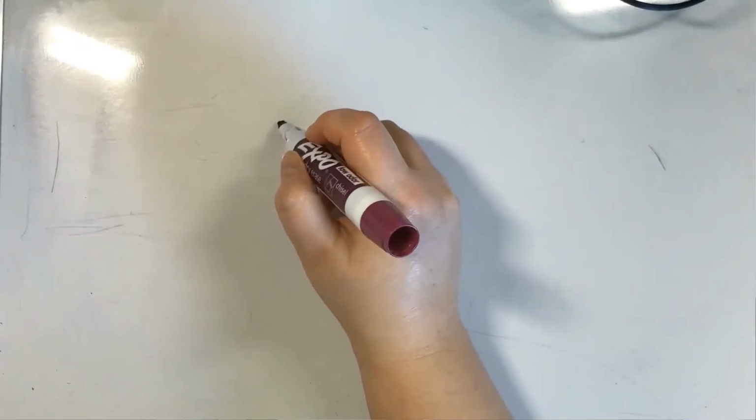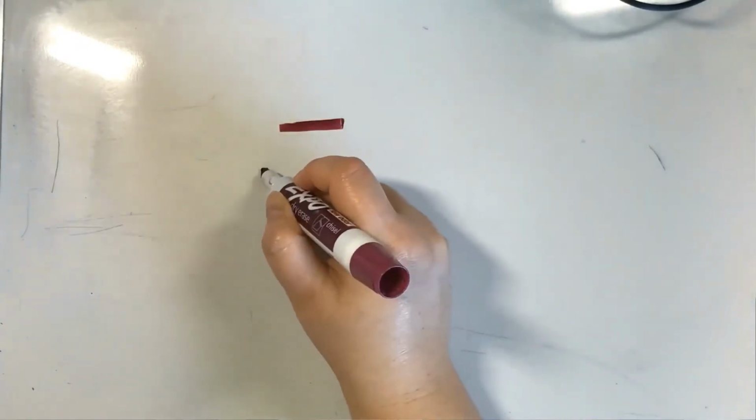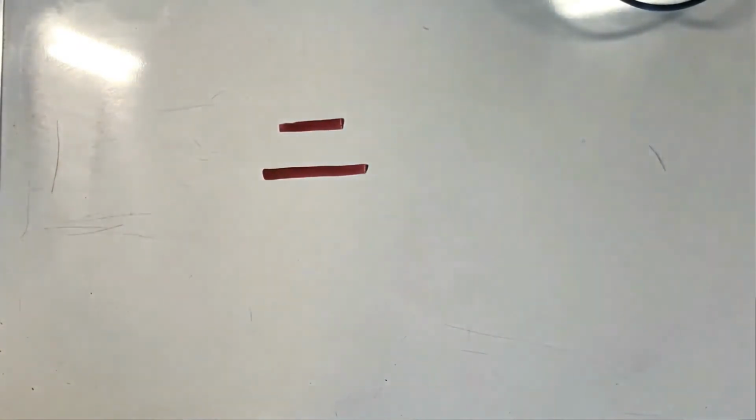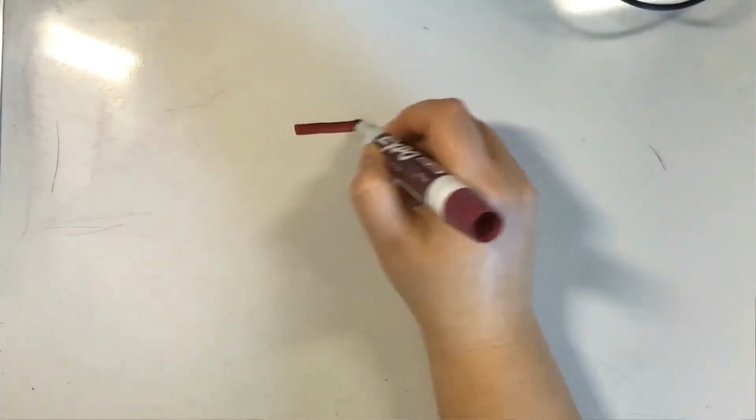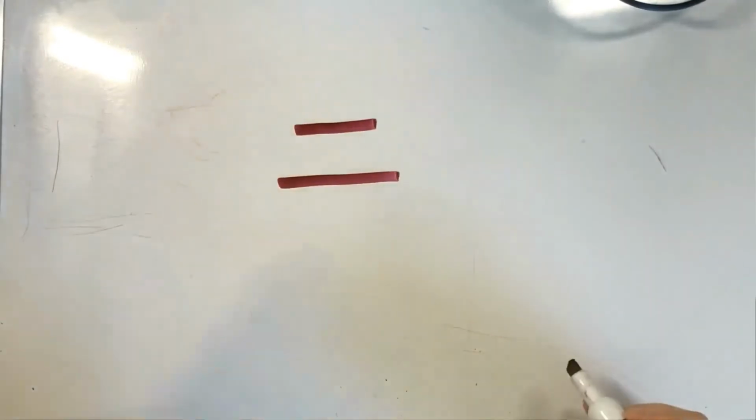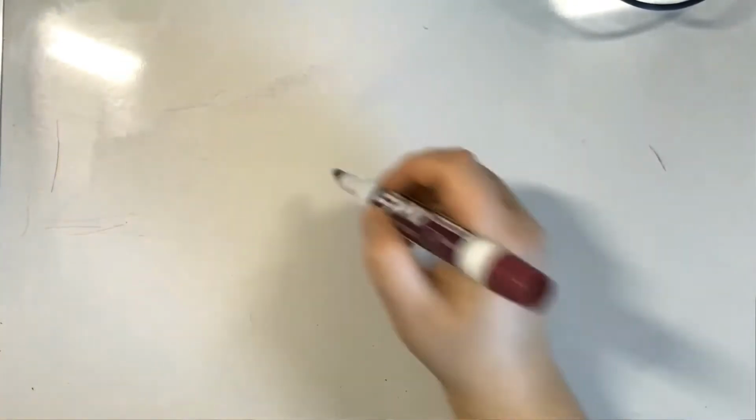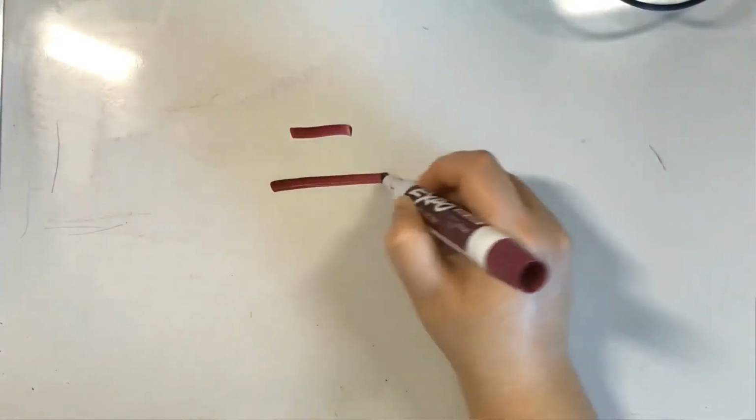So we do one line across, and then another line underneath it that's even longer, and that is ni. One line, two lines, and that is ni.